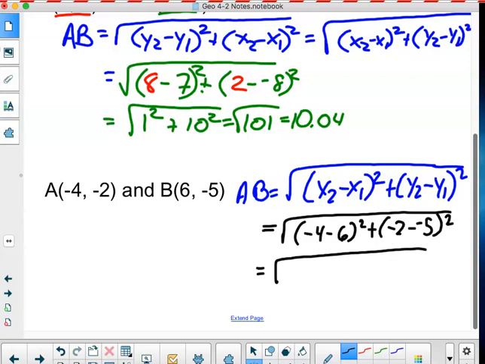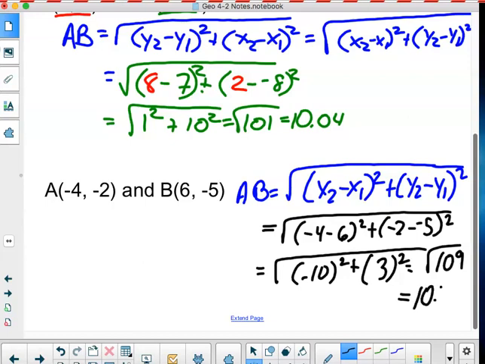Okay, so now I've got negative 10 squared, and I've got my 3 squared, and it looks like I've got 109 when I'm done. And I find the square root of that on my calculator, and that's 10.4. So I got 10.4.